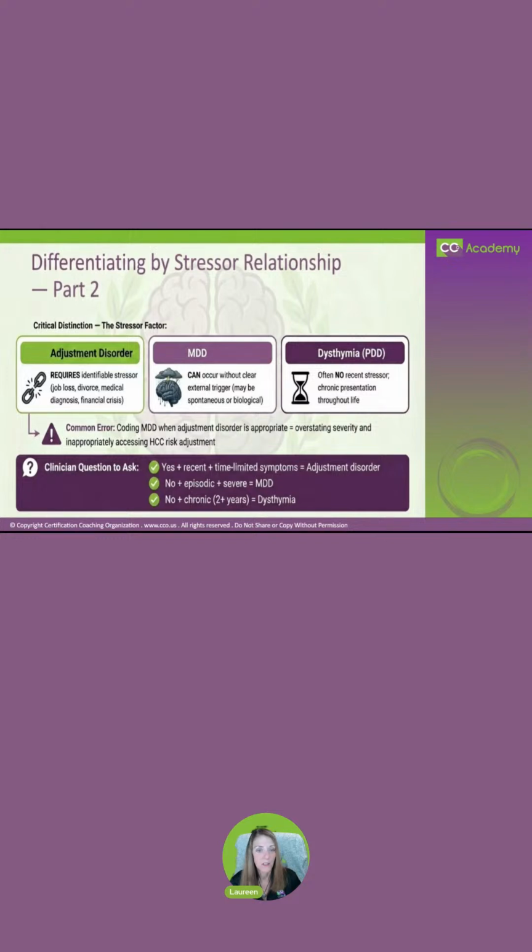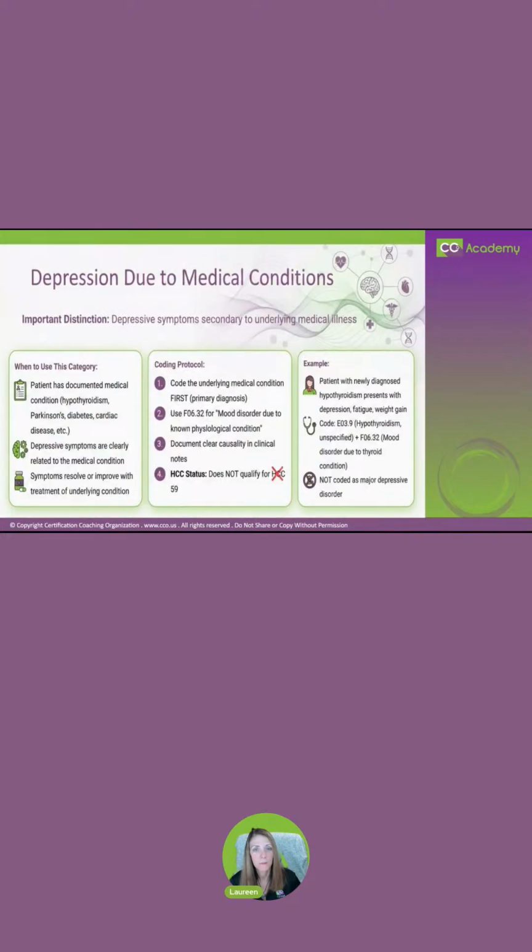If yes, and it's recent and the symptoms are time limited, that's adjustment disorder. If there's no stressor and it's episodic and severe, it's MDD. If there's no stressor and it's chronic for 2 or more years, that's dysthymia. That's how you differentiate it. I hope it's all coming together for you.